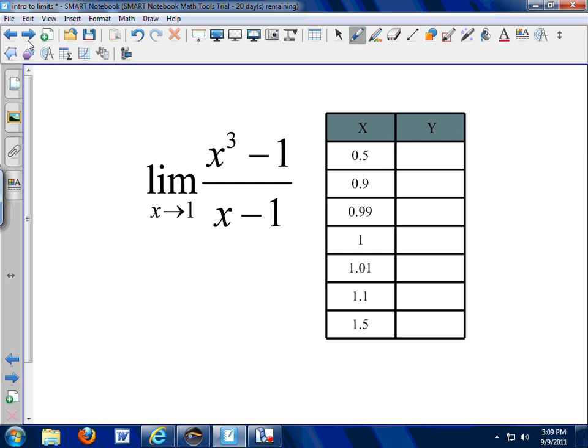Let's try another one. This one right here. If you take a second, you'll see that as x approaches 1, we're going to have a problem. 1 minus 1 is 0. 1 cubed minus 1 is 0. 0 over 0 is just not a good place for us to be.